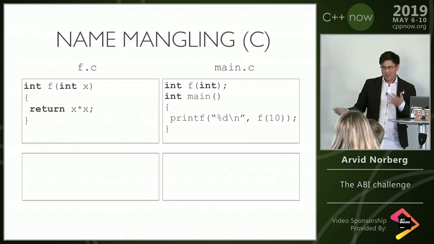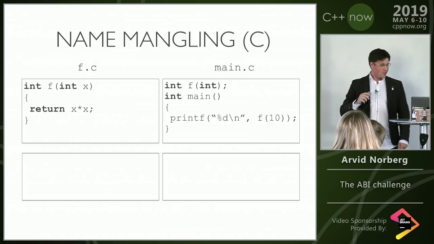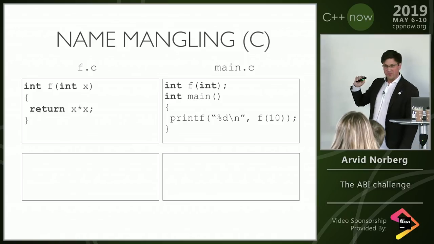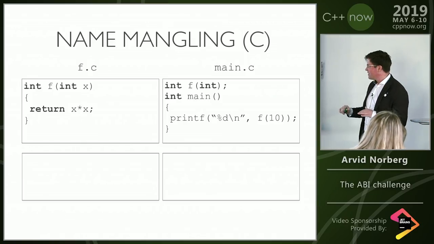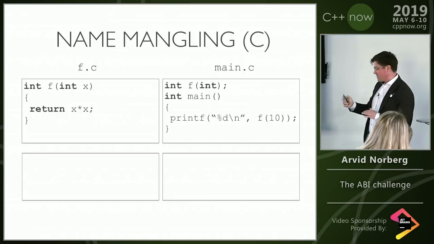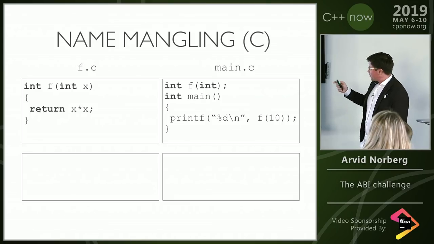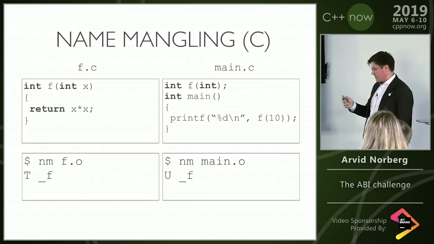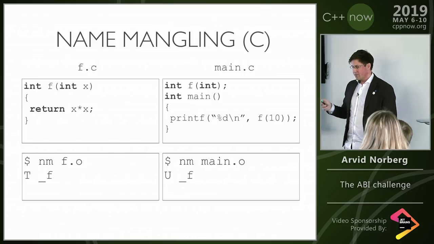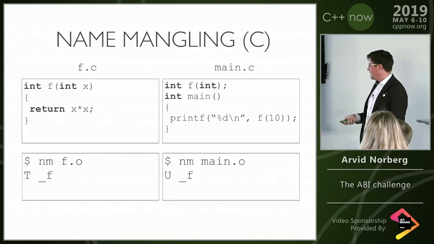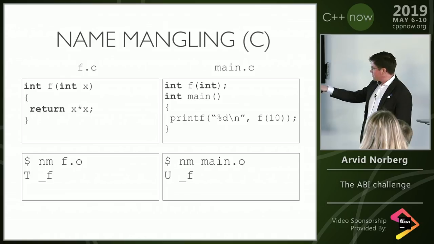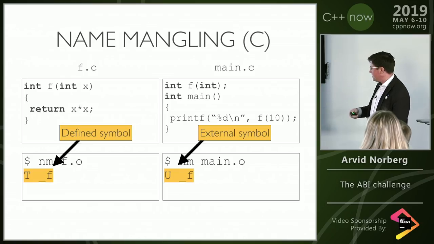How does the linker know that they are the same? Well, you name them. So let's first look at C. What's the traditional thing that happens in C is you compile these two object files, and then you look at those object files with a tool, for instance, nm, very convenient to look at what's in object files. You'll see there's an underscore f on both sides.